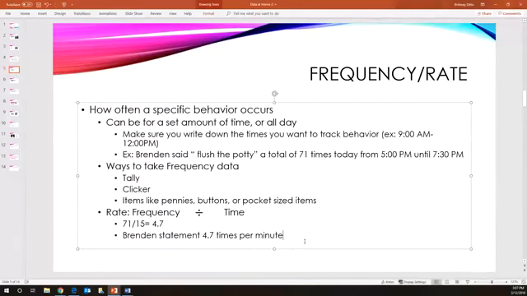So rate is frequency divided by time. I put on here an example of, let's say the behavior that my son had was 71 times in 15 minutes, which actually is what happened. So what I did is divide 71 by the 15 minutes, and that gets us 4.7 times per minute. So what he's doing is saying he needs to flush the potty over 4 times a minute, which is a lot.